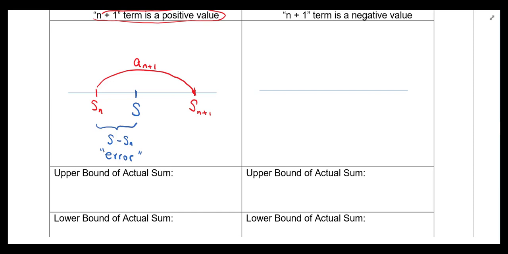Now, what is the actual upper bound of my actual sum in this case? Well, my actual sum is, you're right, somewhere in between. So the upper bound really is my S sub n plus my error. Now the question is, how big is this error? I don't know how big it's going to be, but I know how big it could be at most, because it could be only as big as the actual value of the next term.